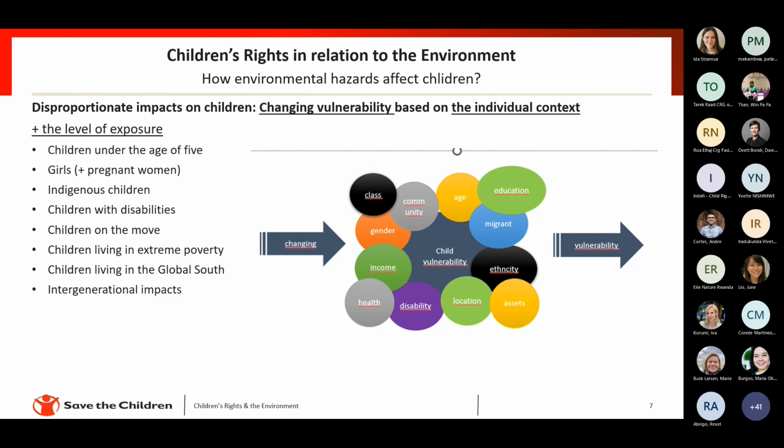So the exposure to environmental health risk is unequally distributed between countries, with a higher burden in low and medium income countries. And you can see these factors on the slide relate to age. We mentioned some figures for children under 5, but also gender aspects, where you live, ethnicity, your ability to move, etc. So there are a lot of aspects that contribute to the vulnerability and the disproportionate impact on children. And it's a changing vulnerability depending on the context.